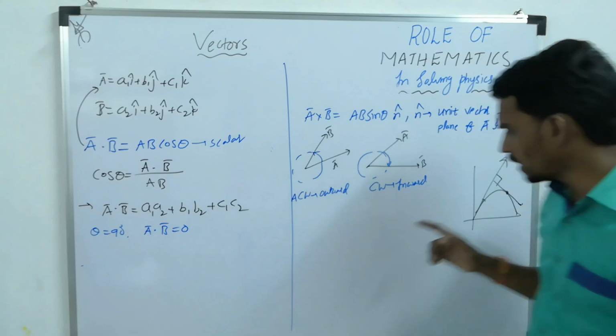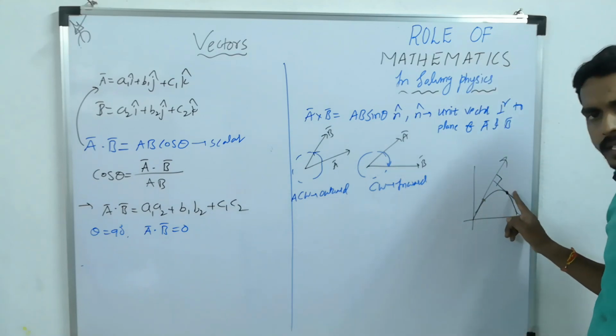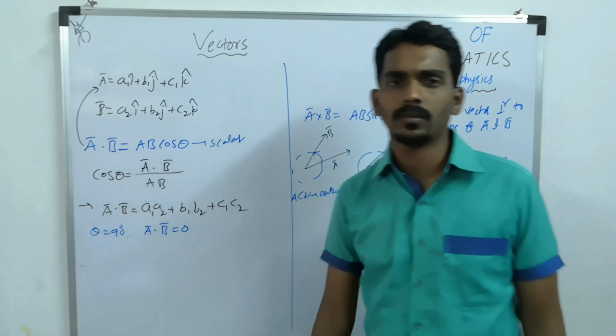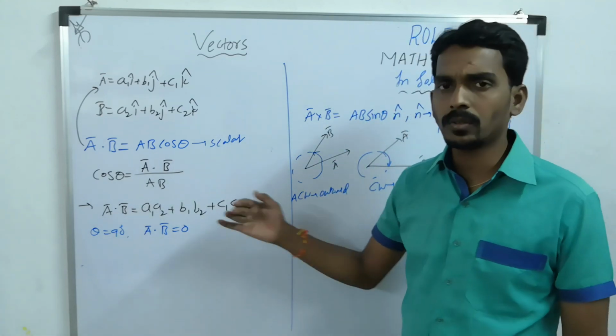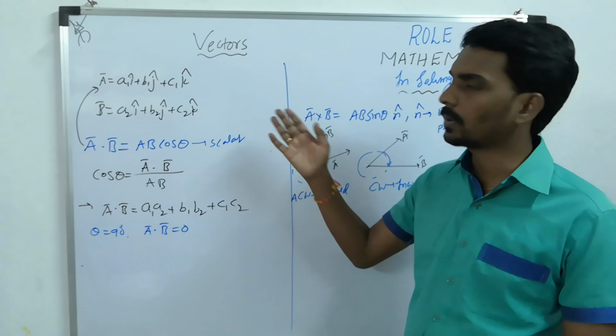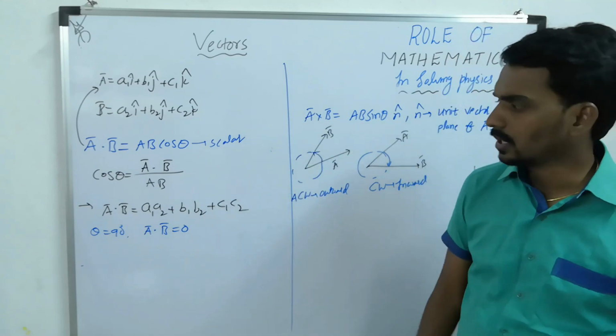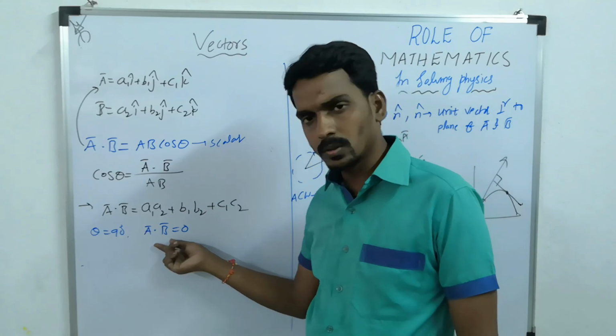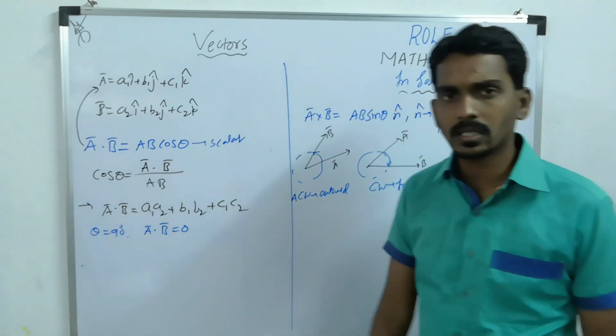You have to write initial velocity in vector form, instantaneous velocity in vector form, and take the dot product and make it 0. So that's why you have to use the application of vectors in a particular situation. This is the way to find the angle. This is the way to use the perpendicular condition.